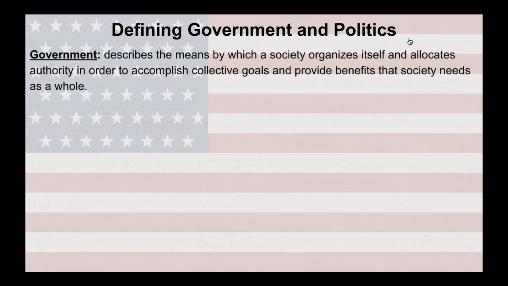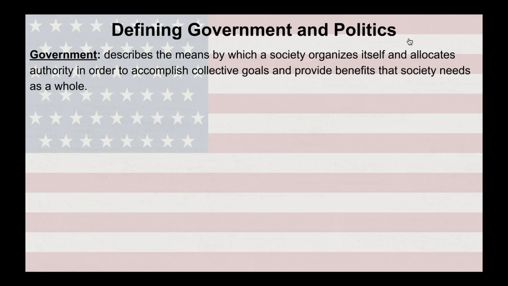Okay, so defining government and politics. Government and politics are sometimes used interchangeably, and they're not exactly the same. They each have different meanings, and we need to understand the difference between them, even though they might be a little nuanced or a little bit subtle.